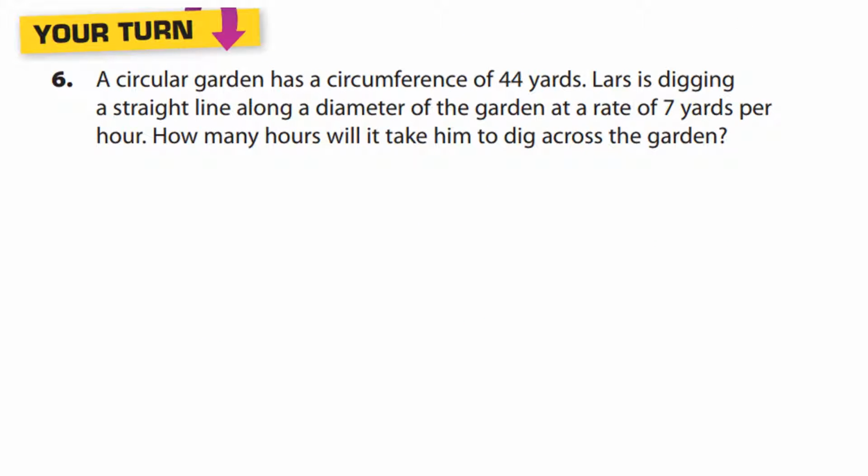A circular garden has a circumference of 44 yards. So going around, it's 44 yards. Lars is digging a straight line along the diameter at a rate of 7 yards per hour. How many hours will it take him to dig across the garden? So how long is it going to take him to dig across that diameter?